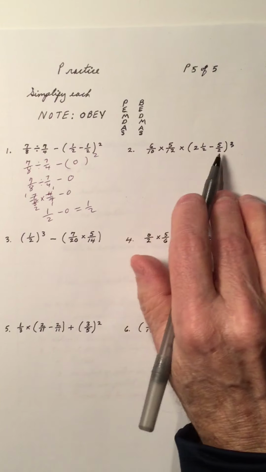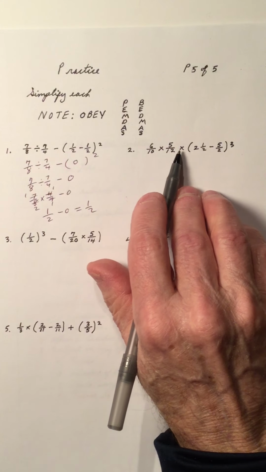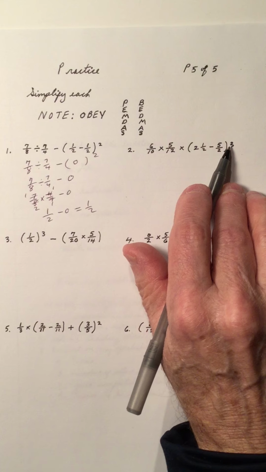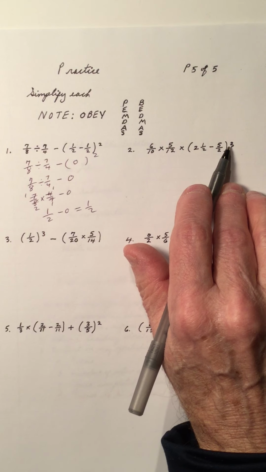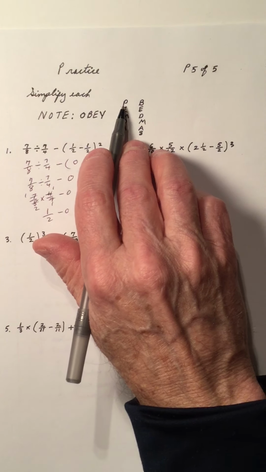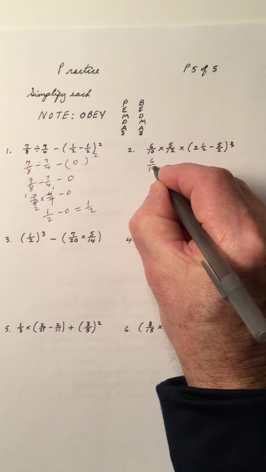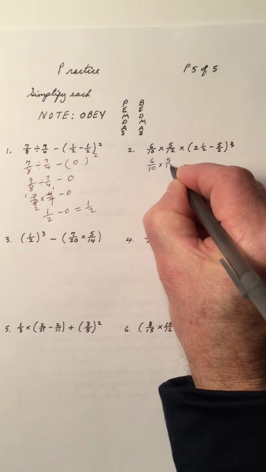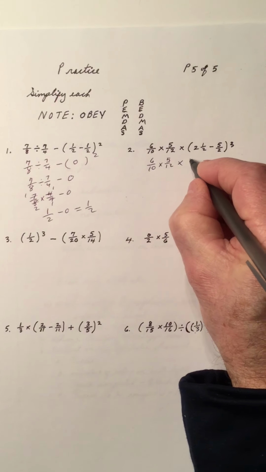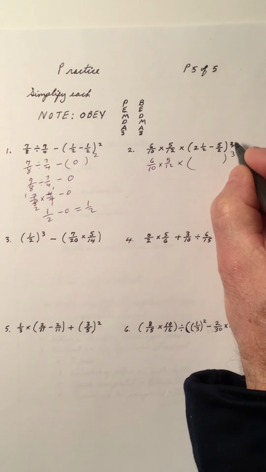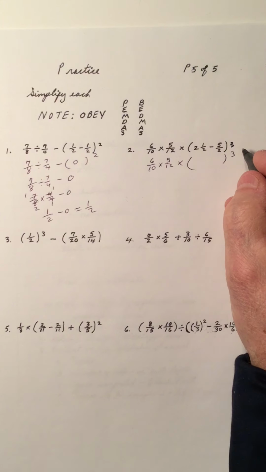Okay, PEMDAS again. Order of operations. You see multiplication, multiplication, subtraction. You see a power or an exponent. So think about it. I always think I do brackets or exponents first. So let's leave this one alone. Leave these two. And let's work the inside of this first. We do the power or exponent after.